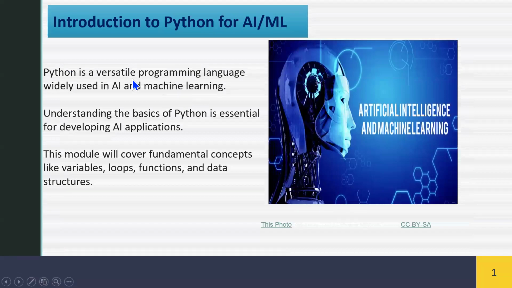So the first one is Python. Python is a versatile programming language which is widely used in AI and machine learning. How? For example, if you want to create text to speech, a chatbot, or a weather app, many things are possible.